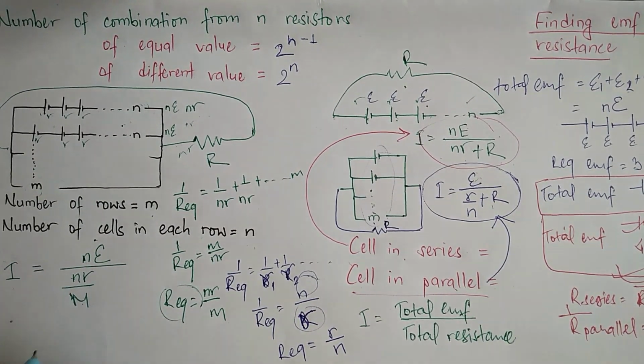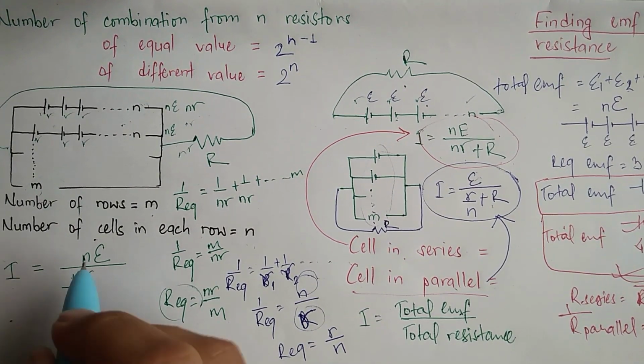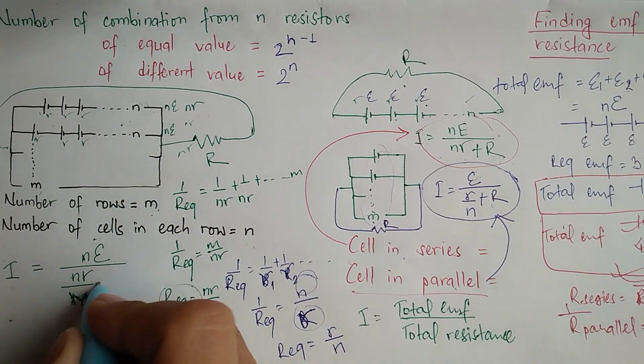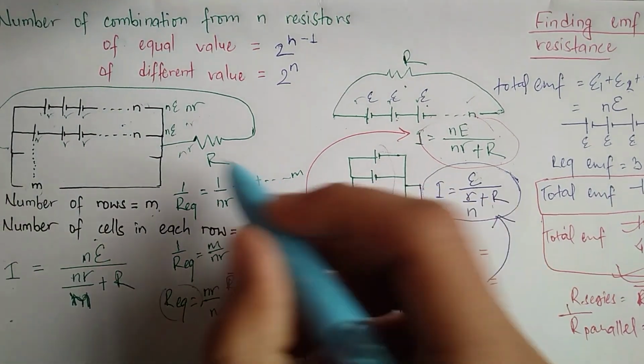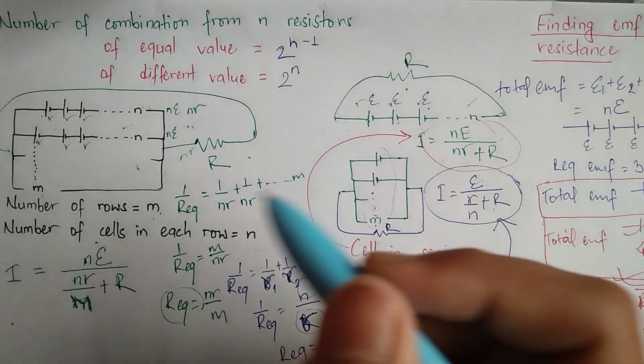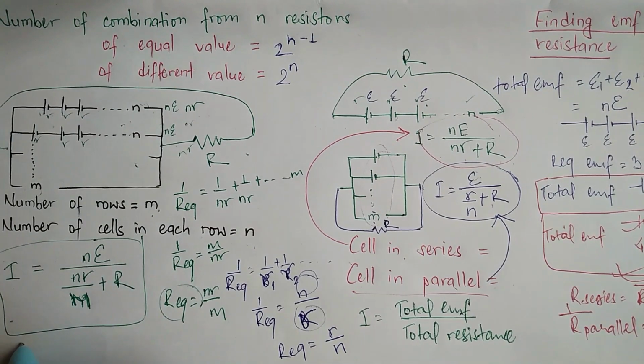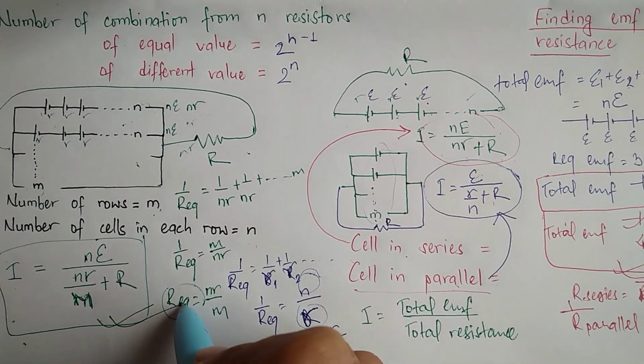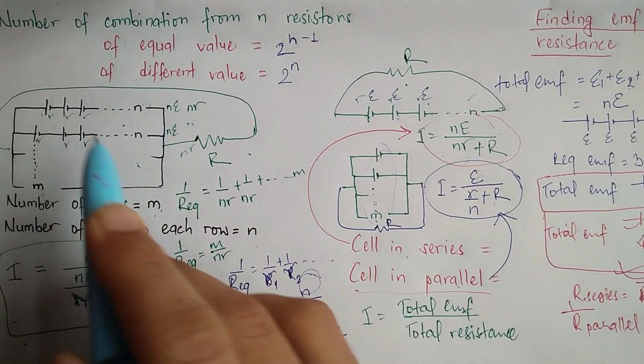Sorry, nr by m, where m means number of rows, plus now the external resistance R, as these two combinations are in series. So this is the required relation to find current in this mixed combination.